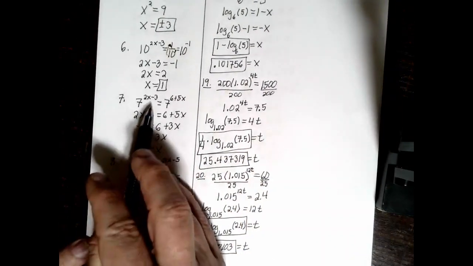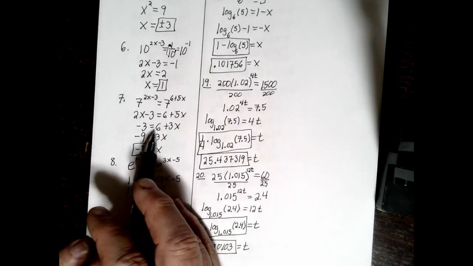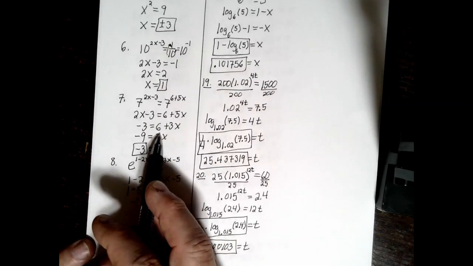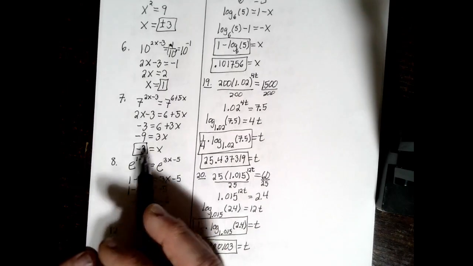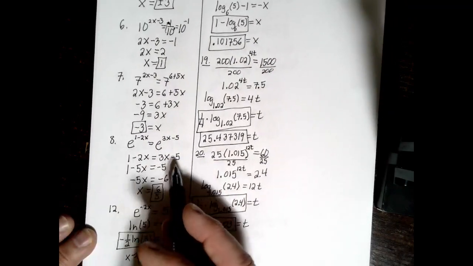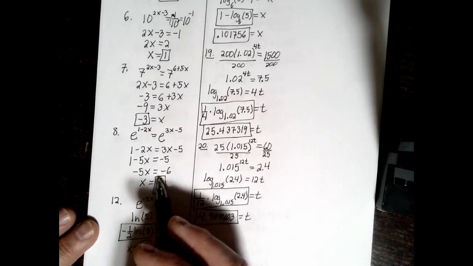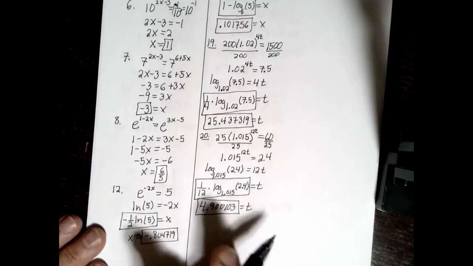Here, your exponents are equal. You subtract 2x, you subtract 6, divide by 3. Here your exponents are equal. You subtract 3x, you subtract 1, you divide by negative 5.